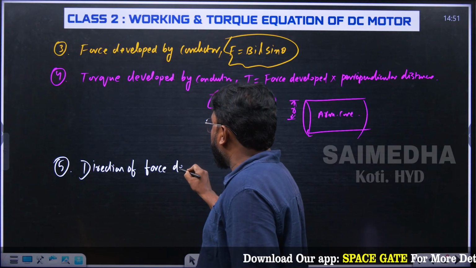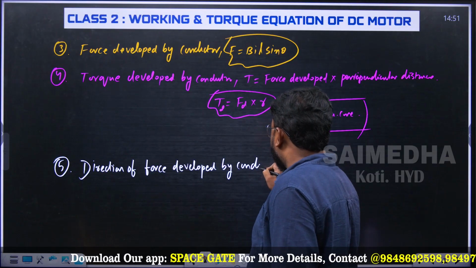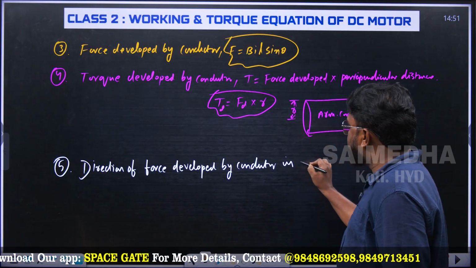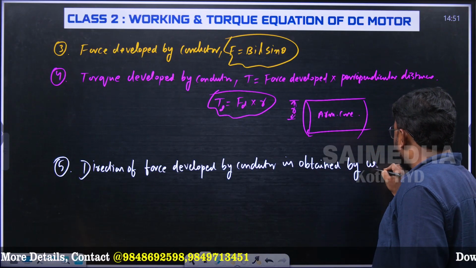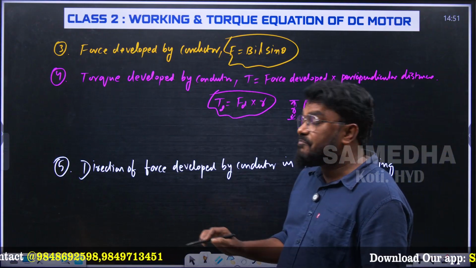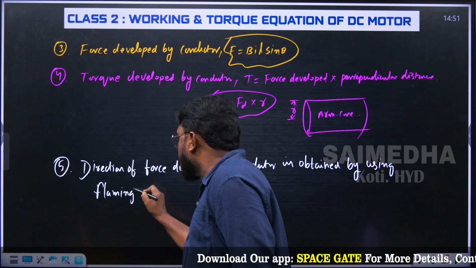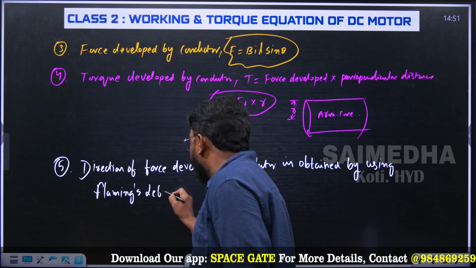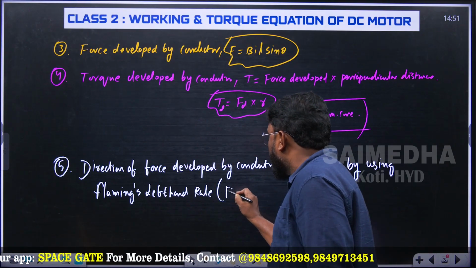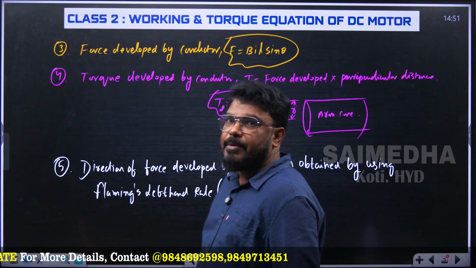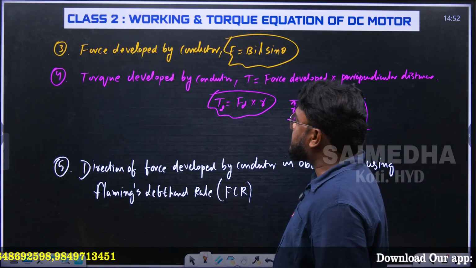Direction of force developed by the conductor is obtained by using Fleming's left hand rule. We read it in short form as FLR, Fleming's Left Hand Rule. So this is how we find the direction of the force.